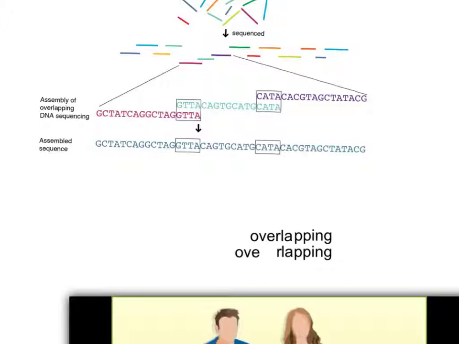So that's the principle by which these overlapping sequences are used to work out the order in which the fragments that have been sequenced occur in the piece of DNA you're trying to sequence. So I've tried to represent all of that again in an animation, which I hope you'll find useful.